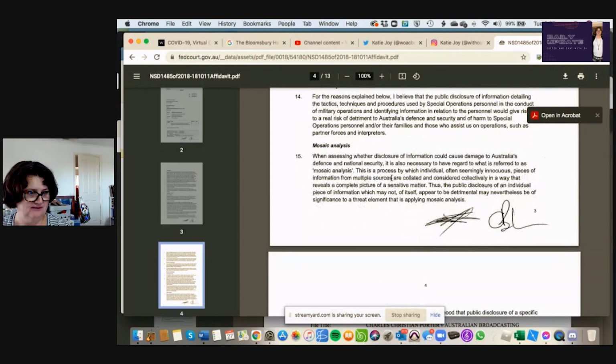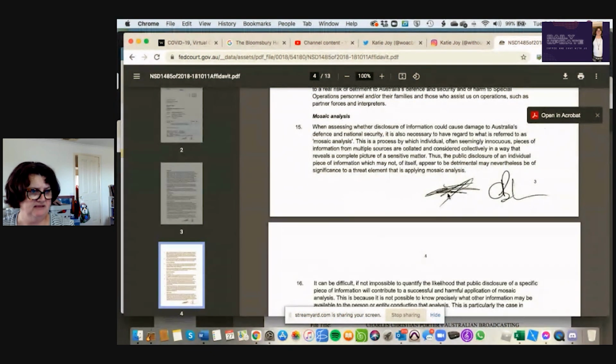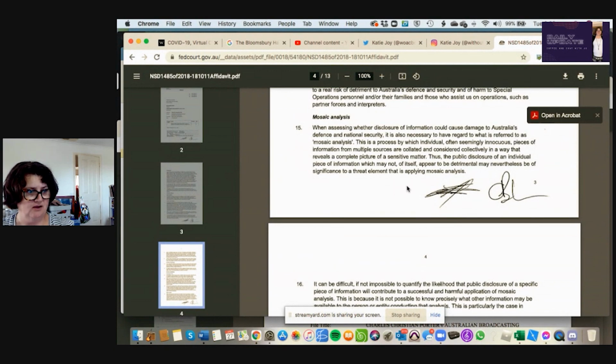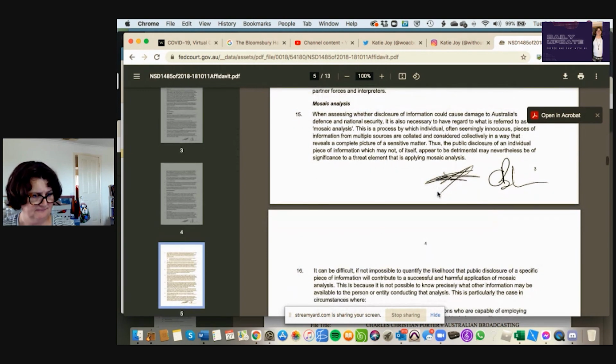When assessing whether disclosure of information could cause damage to Australia's defence and national security, it is also necessary to have regard to what is referred to as a mosaic analysis. This is a process by which individual, often seemingly innocuous, pieces of information from multiple sources are collated and considered collectively in a way that reveals a complete picture of a sensitive nature. Thus, the public disclosure of an individual piece of information, which may not of itself appear to be detrimental, may nevertheless be of significance to a threat element that is applying a mosaic analysis.